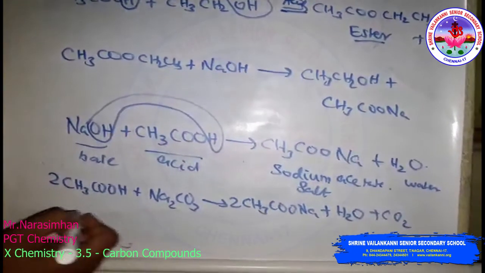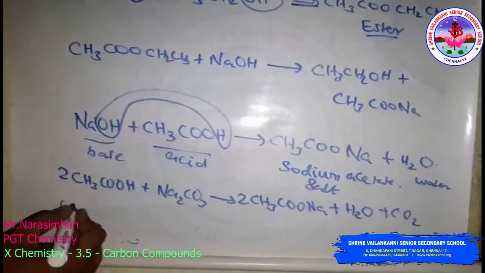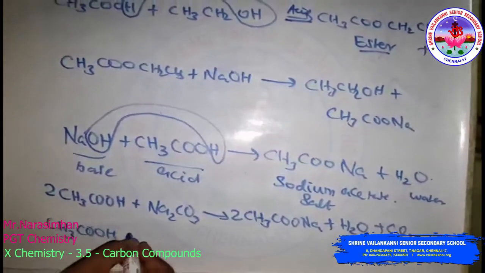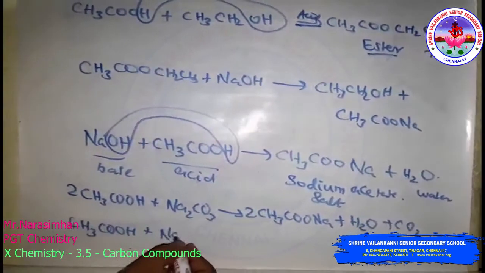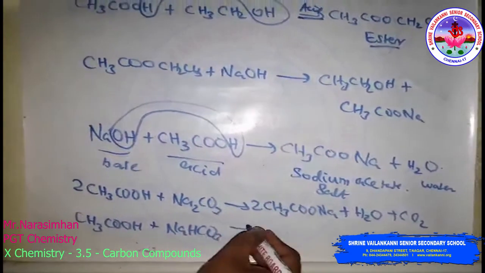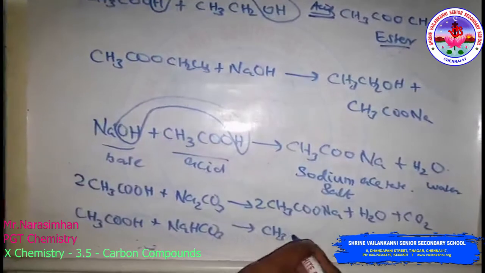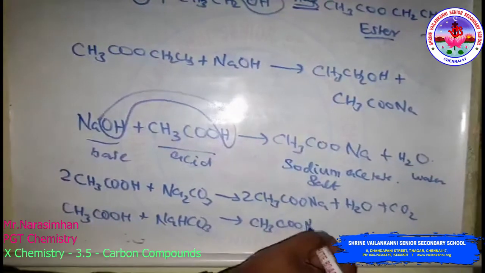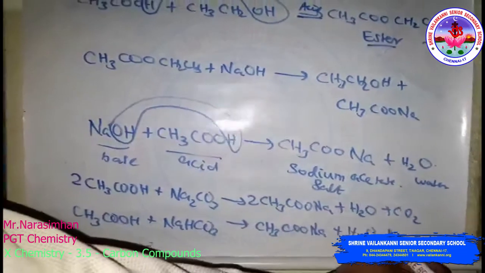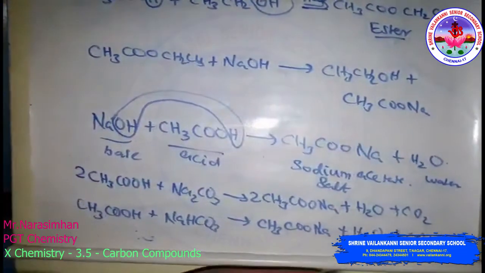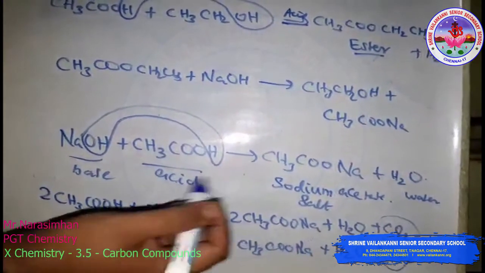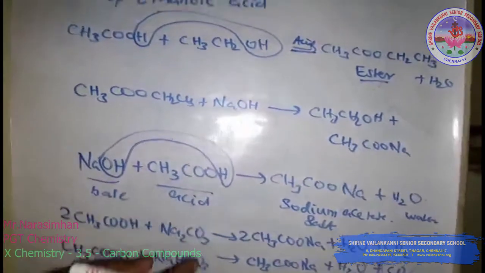Then the reaction with sodium hydrogen carbonate, a metal carbonate, baking soda: CH3COOH reacts with NaHCO3 to give CH3COONa plus H2O plus CO2. These two reactions release carbon dioxide gas. So these are the properties of ethanoic acid.